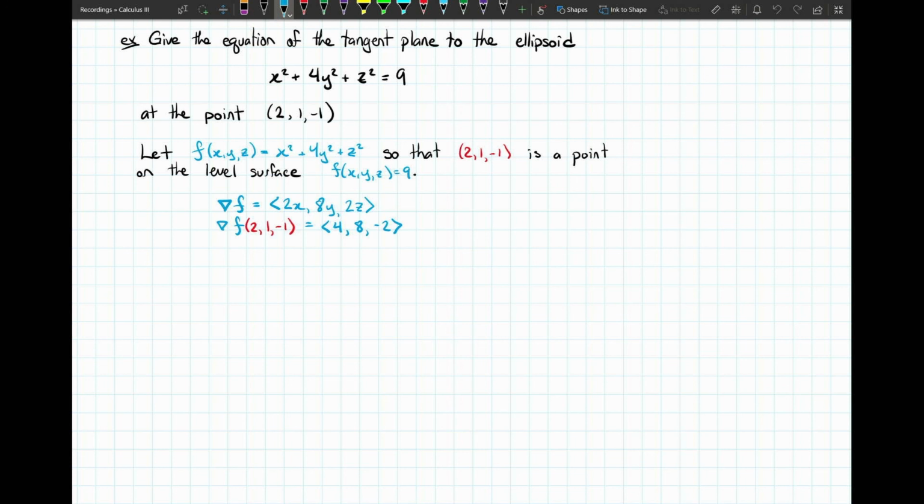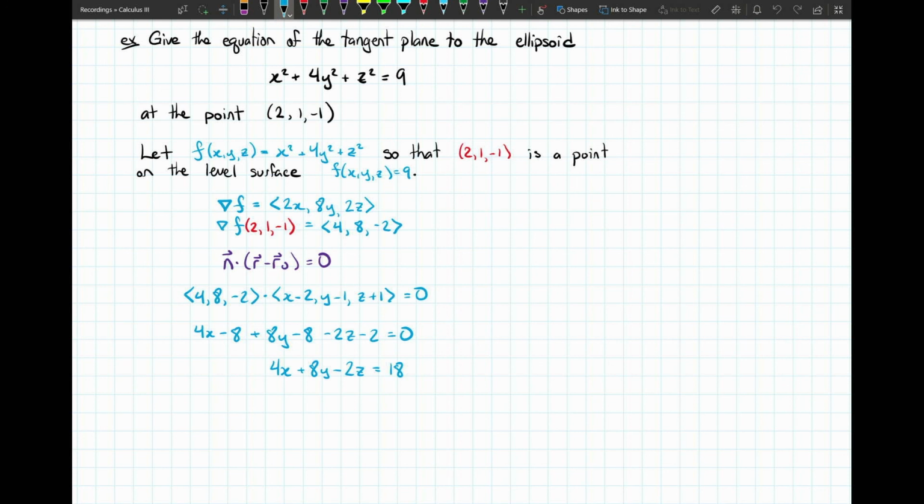So we've got the two pieces of information that we need to get a plane already. We have a normal vector and we have a point. We'll plug (4, 8, -2) in as the normal vector, and we'll form the vector r minus r naught and set the dot product equal to 0. r minus r naught will be (x minus 2, y minus 1, z plus 1), which is really just z minus -1. Multiplying component-wise, we can expand that out, and then we can also collect terms, and we'll have the equation of a plane. 4x plus 8y minus 2z equals 18. Once again, we could go ahead and divide everything by 2, and of course it's up to you.